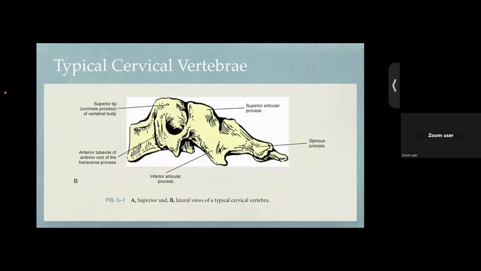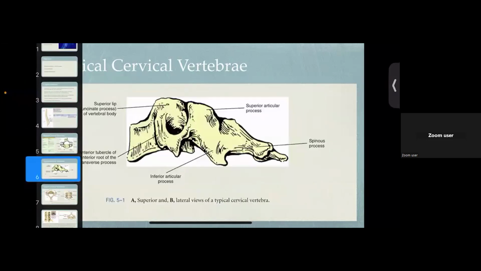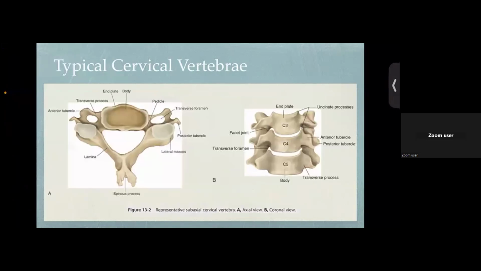Here you actually see the uncinate process a little more clearly there on the top, the spinous process and so on, and the notches below. Just another diagram here.